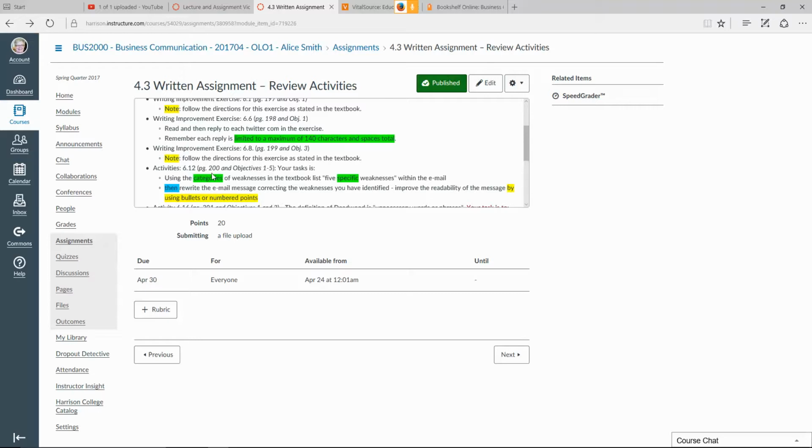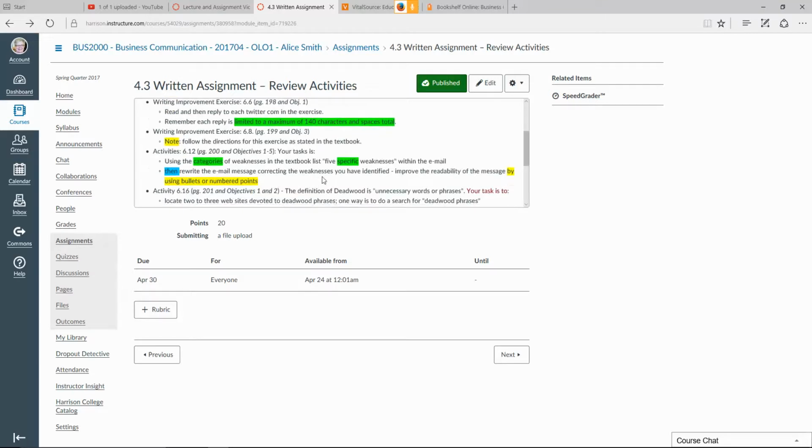Activity 6.12, objectives 1 through 5. Use the categories of weaknesses in the textbook. That's all the weaknesses that they list. And list 5 specific weaknesses within the email. Then rewrite the email message correctly, correcting the weaknesses you have identified. So it's 6.12.